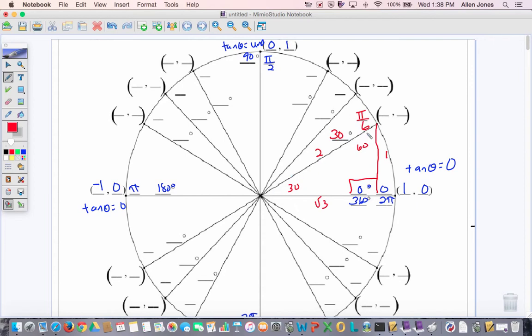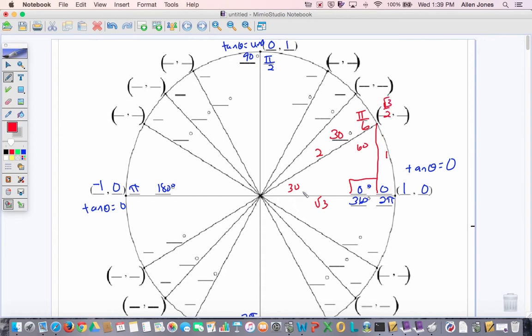So even though we've said previously our hypotenuse, our radius, is 1, we're going to translate that into an ordered pair, and it would simplify down to have the same ratio. So taking a look at this, cosine is our x-coordinate. Cosine is adjacent over hypotenuse, or x over r.